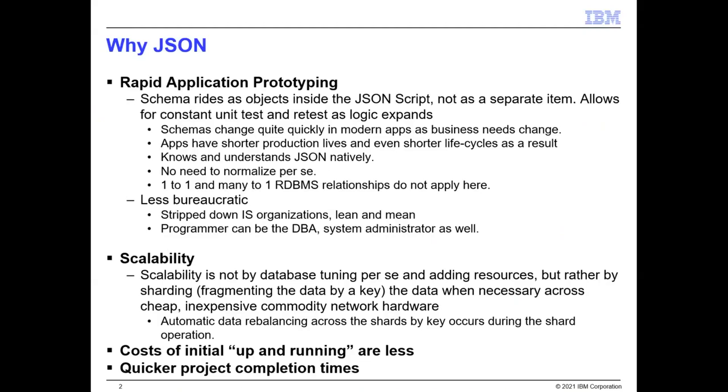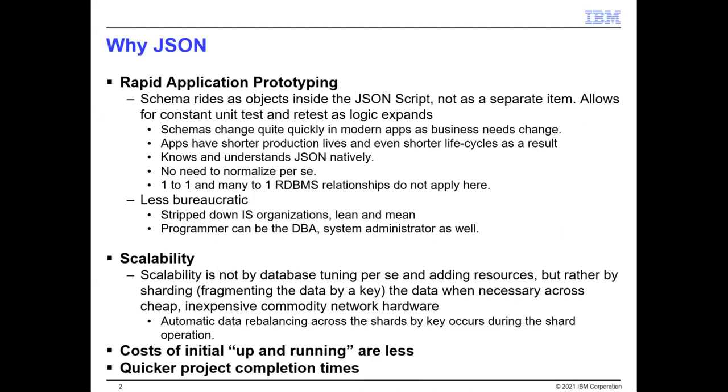So JSON grew up with the idea that we'd have rapid application prototyping. Schema rides as objects inside a JSON script and not as a separate item. It allows you to have constant unit test and retest as your logic expands. In the world of JSON, the application programmers are often the database administrators and the system administrators. Basically, they do everything. And on top of that, the application life cycles are usually less than 90 days. This is very frequent in the retail business where they have to swap out new applications almost every month.